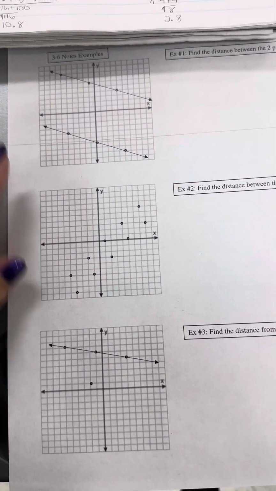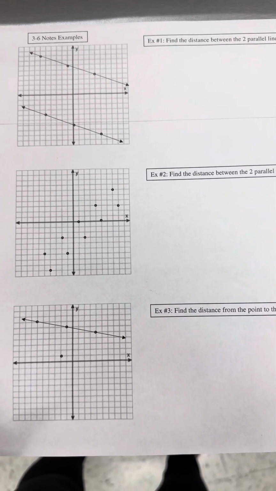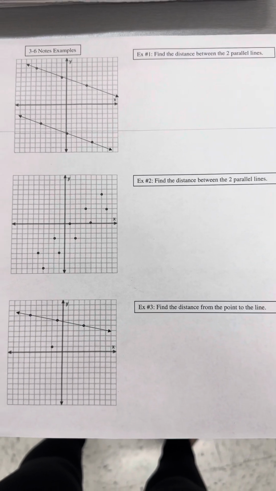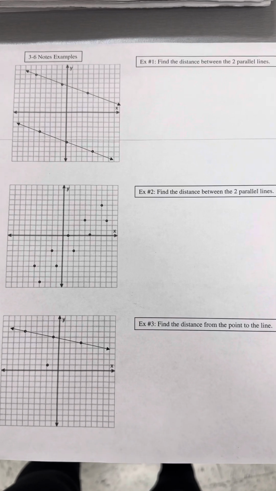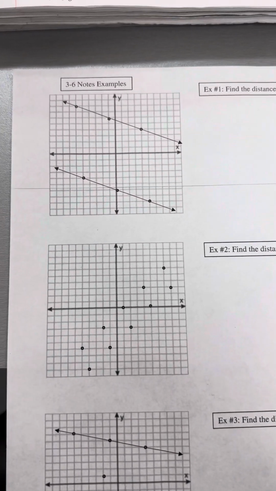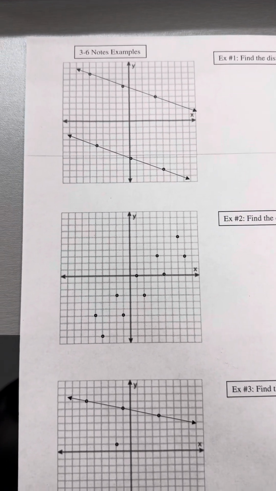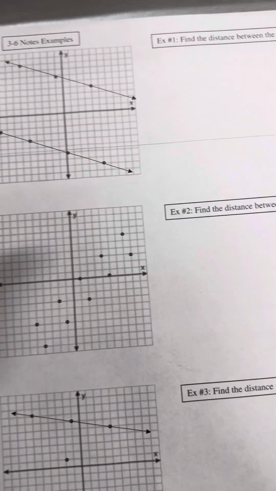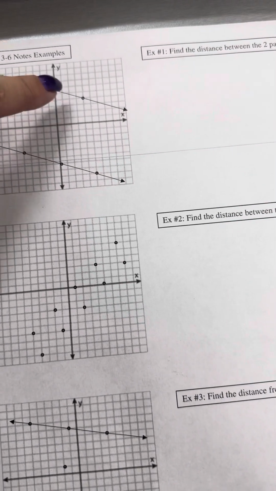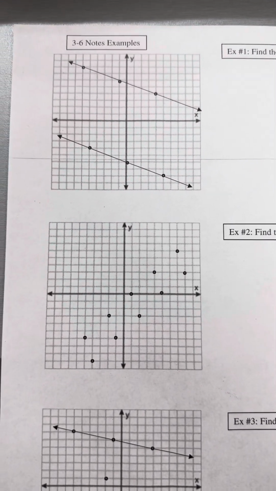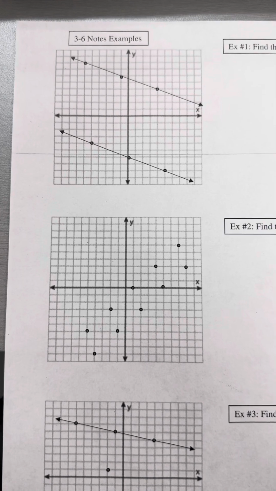This is what you picked up after your quiz. I want to go over each of these examples with you. So the first example says, find the distance between the two parallel lines. Well, the first thing we need to do is decide where that perpendicular line is. Please do not guess. Do not just randomly connect this point to this point or this point to this point. You have to use what you've already learned, which is the perpendicular slope.